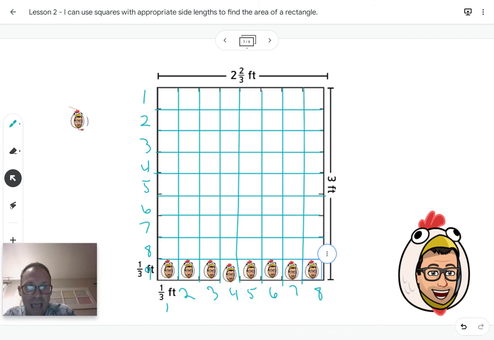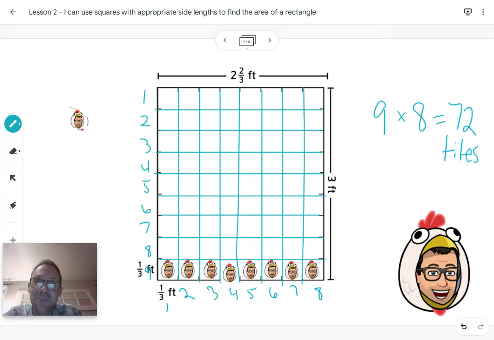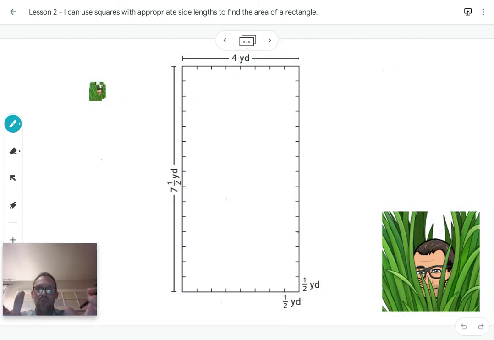And we know we have 9 rows. So we can do 9 rows times 8 tiles in each row and say, thank you, reflex math. Because I'm practicing, I know that the answer is 72 tiles. Because 9 times 8 is 72. 1/3 of a foot on each side because the measurement of one of the sides is 2 2/3 feet. Last problem. Here we go.